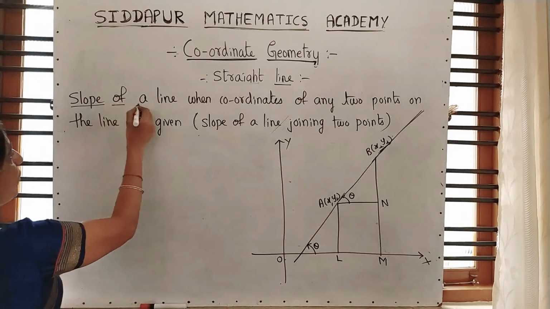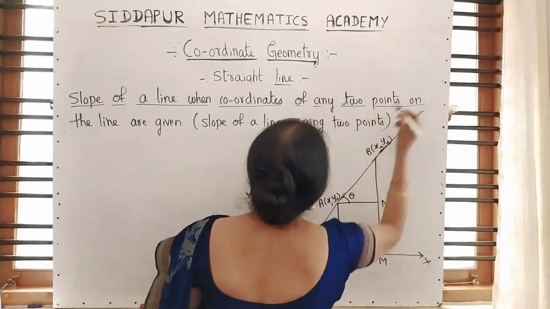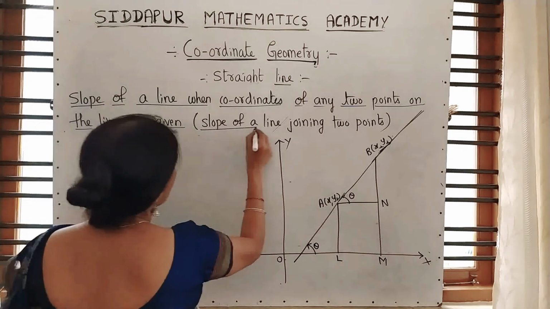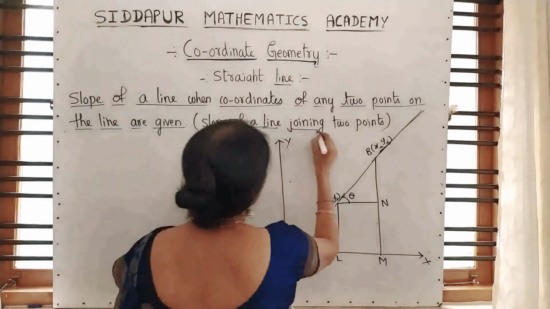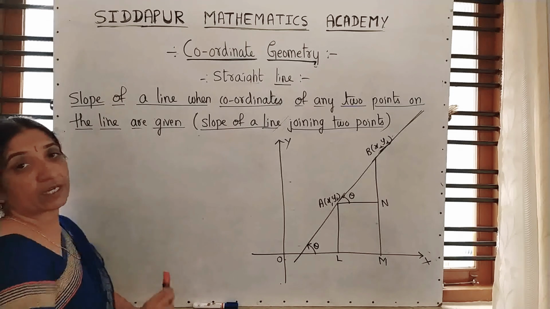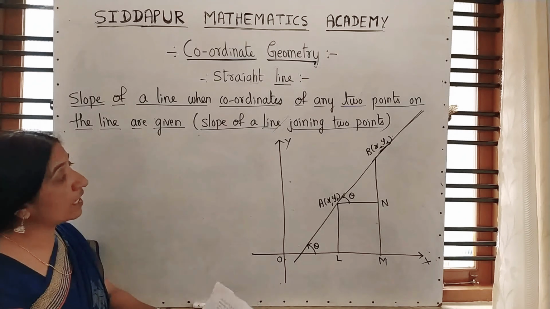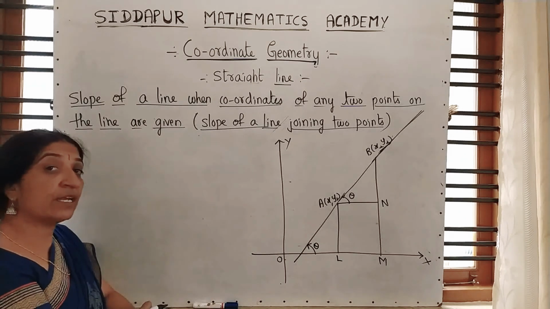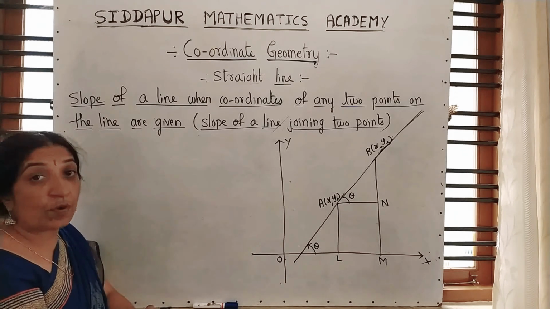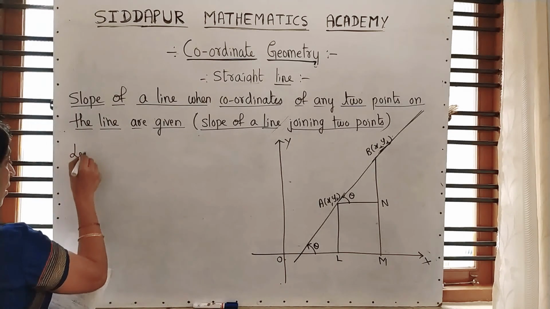Slope of a line when the coordinates of any 2 points on the line are given. In simple words, slope of the line joining 2 points. If 2 points are given, then how do we find the slope? They are on the straight line and 2 points are given. We have to find the slope through those 2 points. See the figure here, I will explain both simultaneously.